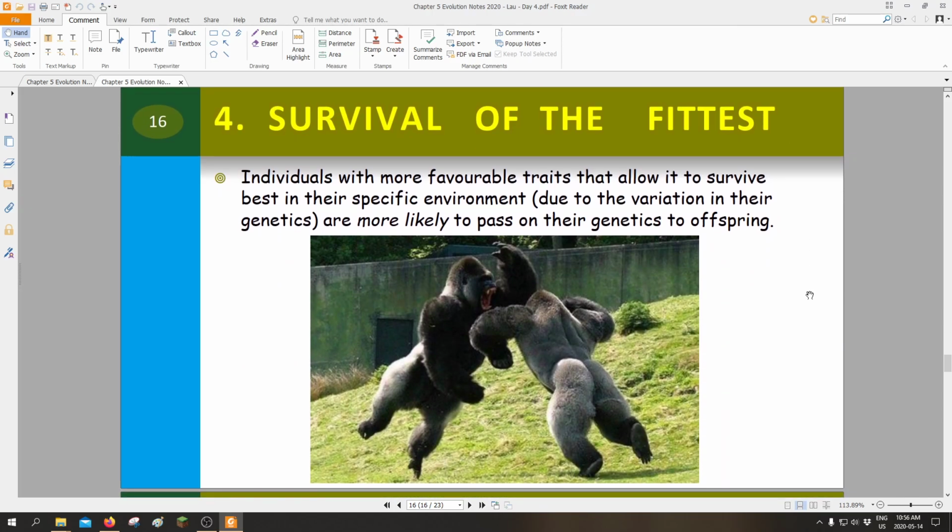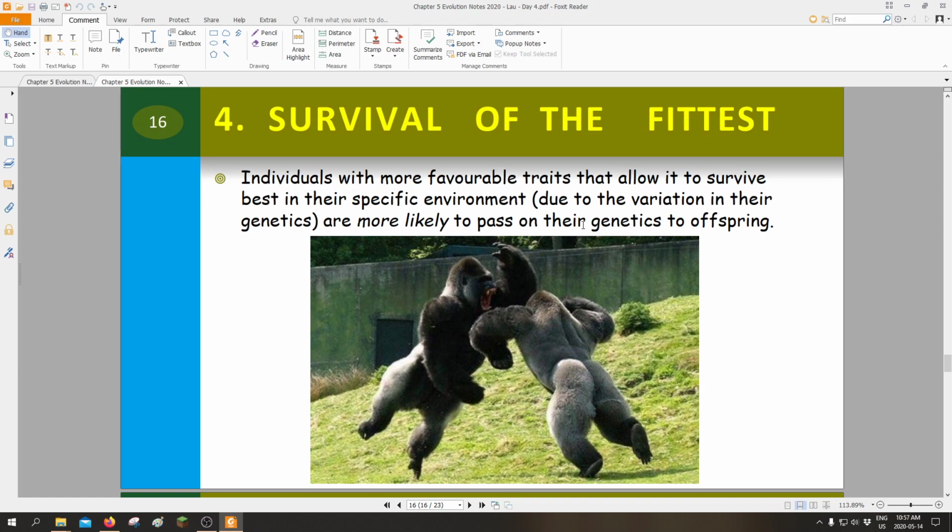Now, with all that variation in the species, what's going to happen? You're going to have survival of the fittest. So individuals with either more favorable traits or smarter behavior are going to survive best in their specific environment due to the advantageous variation in their genetics. Because they have an advantage and they're better suited for the environment, they are going to be more likely to pass on the genetics to offspring, okay?